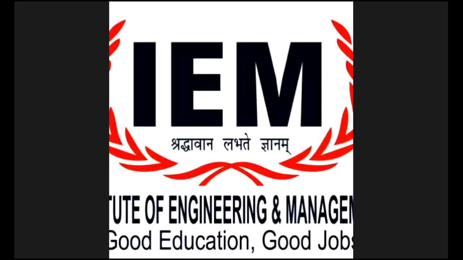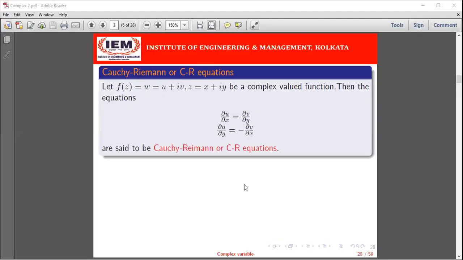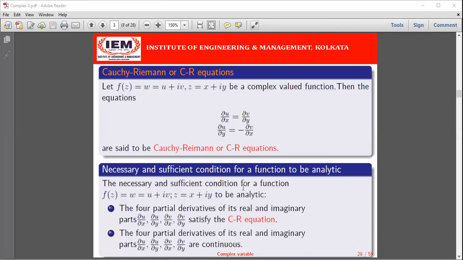So just let me discuss. Let me share the screen. Okay, so what are the necessary and sufficient conditions? These two are necessary and sufficient conditions. That means let us consider f is a function. We don't know whether it is analytic or not. f is a function defined in the form u plus iv, where z is x plus iy.